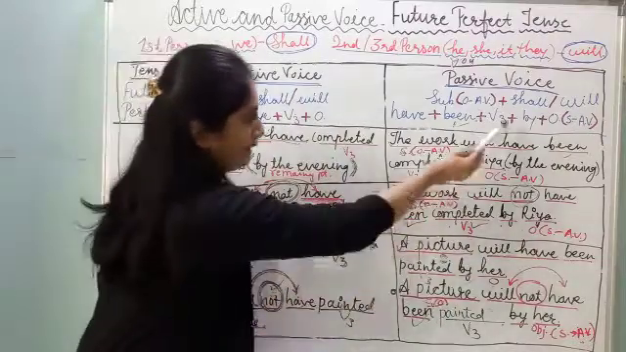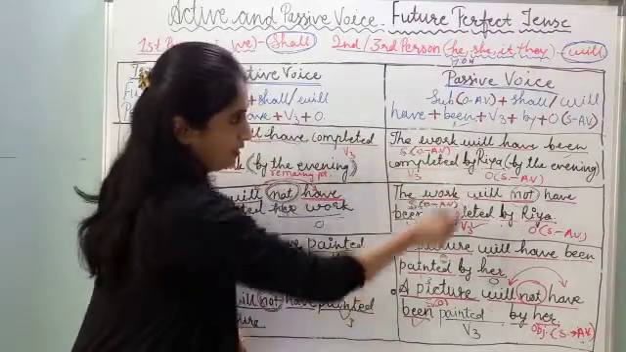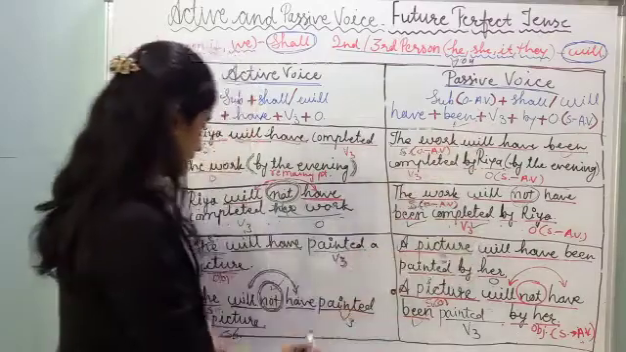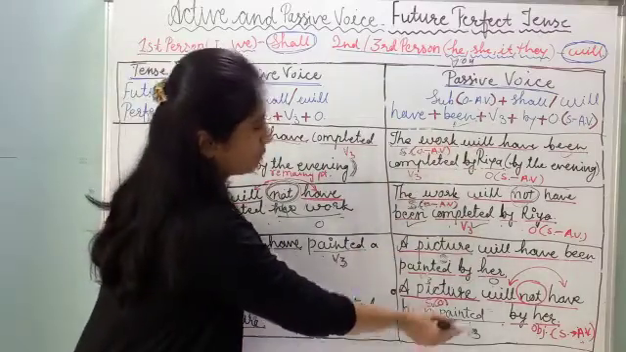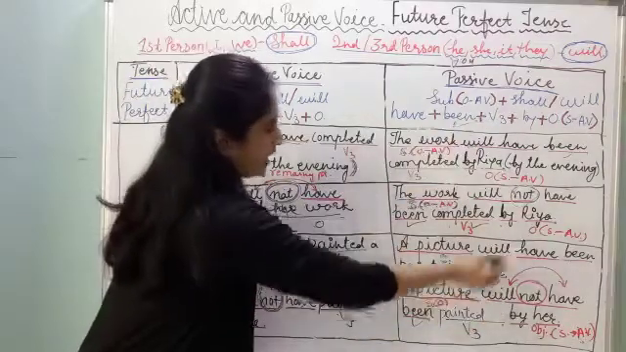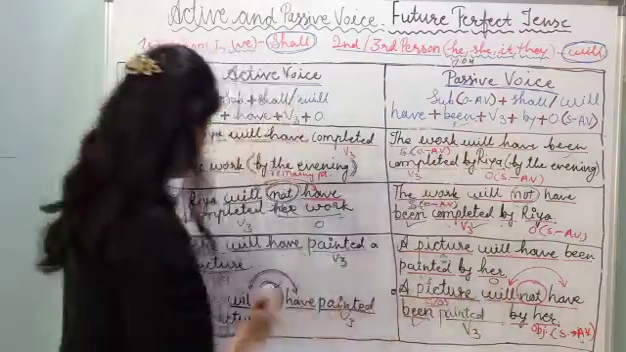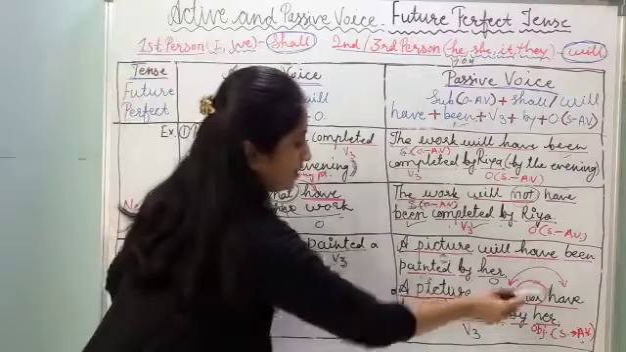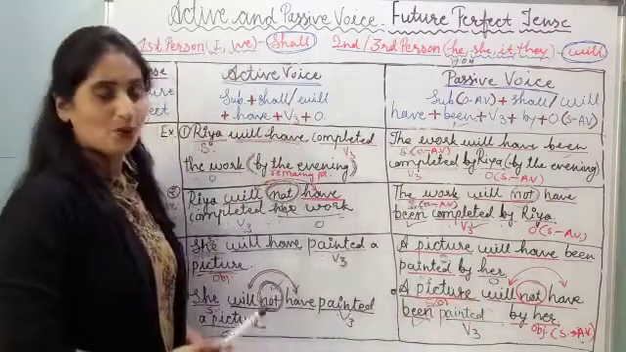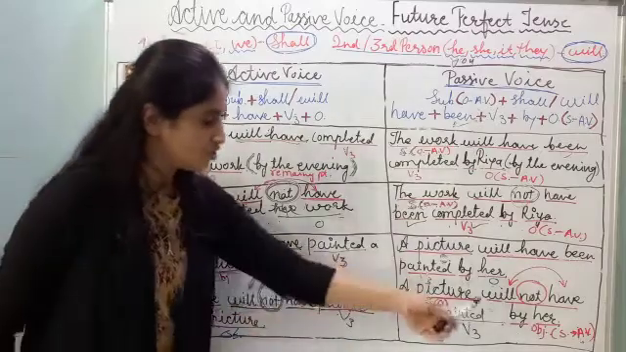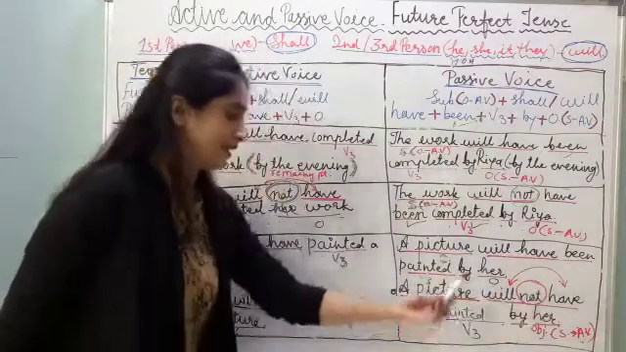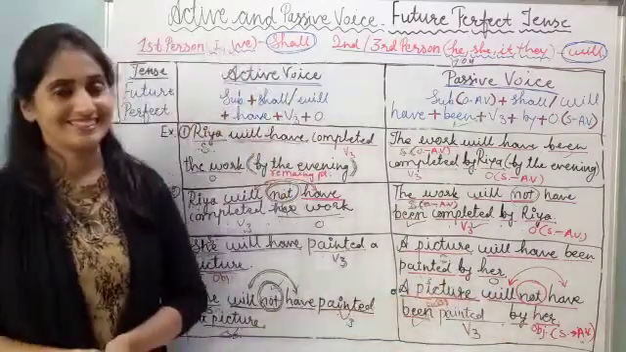Then what? Been. Use been. Then what? V3. Painted is there, and as it is we have written in the sentence too. Then what? By, and then again object. She becomes her in the sentence. Okay. So the conversion of this sentence will be: a picture will not have been painted by her.